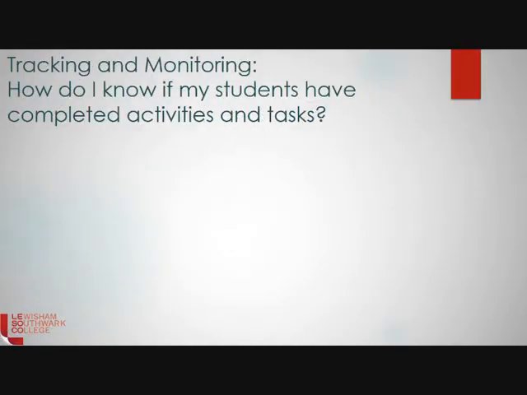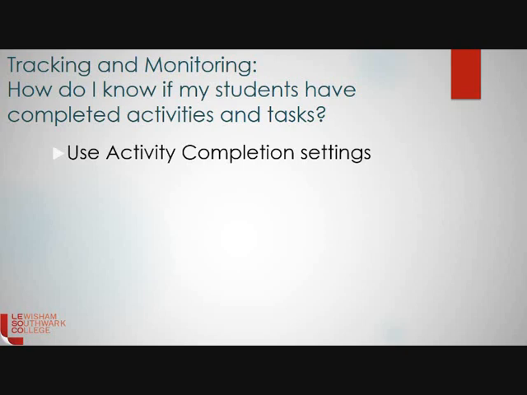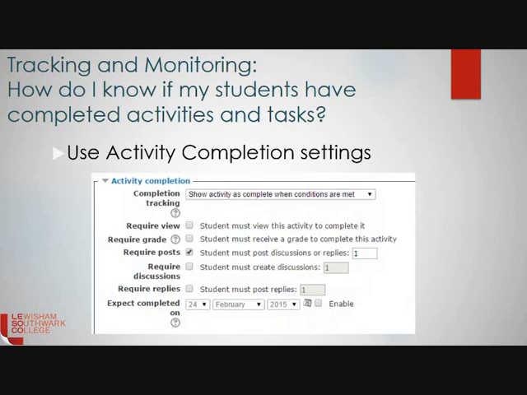If you want to know when your students have completed activities and tasks that you've set them, you can use the activity completion settings. Depending on the activity, you will set different criteria. So in this example, this is a discussion forum and the student must post at least one discussion or reply before the activity is automatically marked as complete.